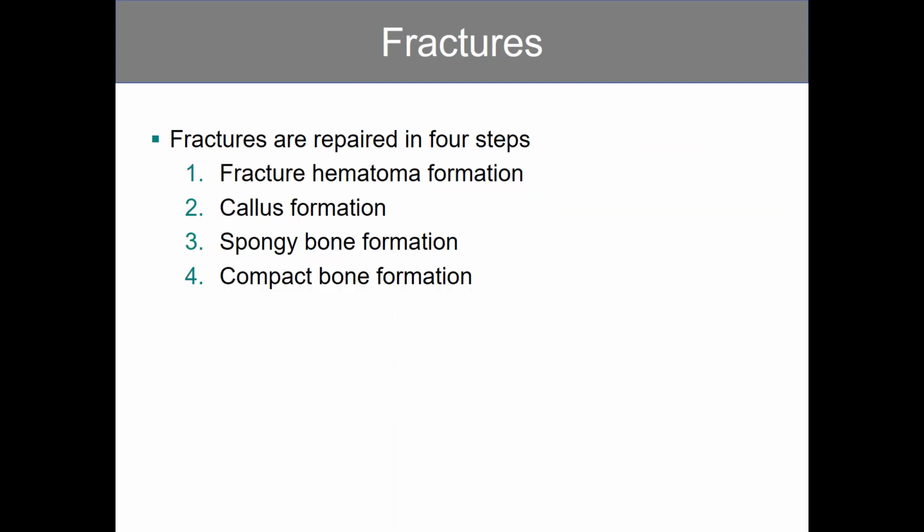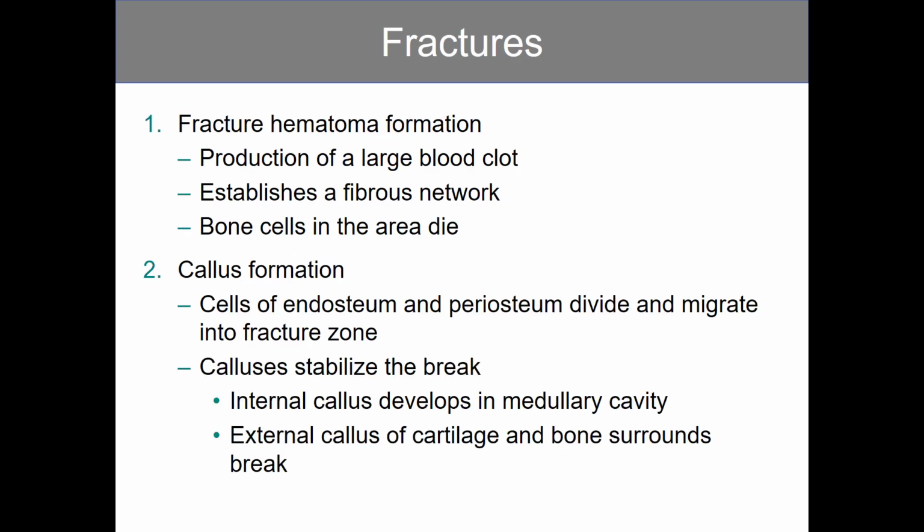Fractures are repaired in 4 steps. Here is a list of the 4. We have pictures and figures that go along with each of these. The first step, you get the formation of a fracture hematoma. This is the production of a very large blood clot that is going to ultimately stop the bleeding. You get the establishment of a fibrous network, and bone cells in that area begin to die due to a lack of regular vasculature supply.